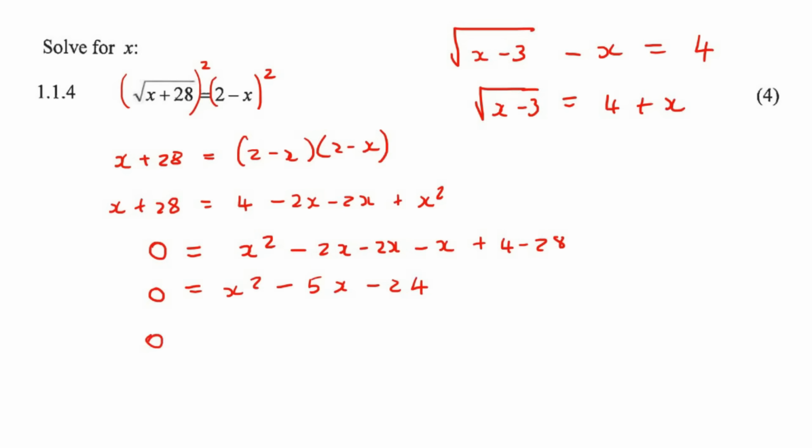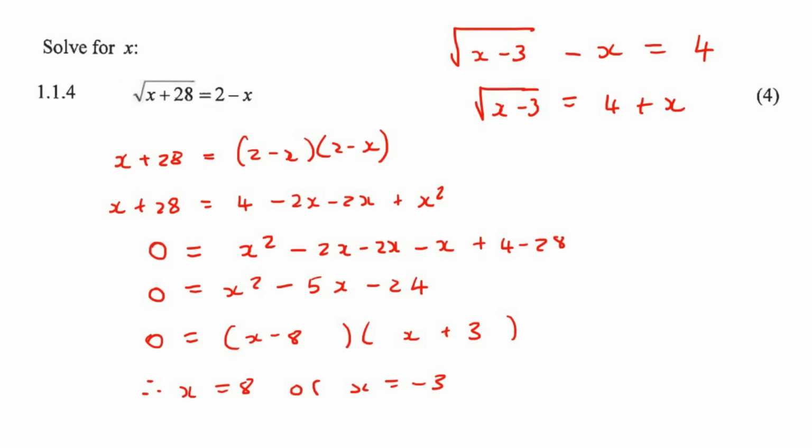And here you can use the quadratic formula if you want, but this one does actually factorize quite nicely as x plus 8 and x plus 3. Therefore, x is equal to 8 or x is equal to minus 3. Now, you must remember that with these square root equations, if you want to get full marks, 4 out of 4, then you must remember to do a little check at the end. Okay? It's all of these square root equations. They must be checked at the end. So let's do that quickly.